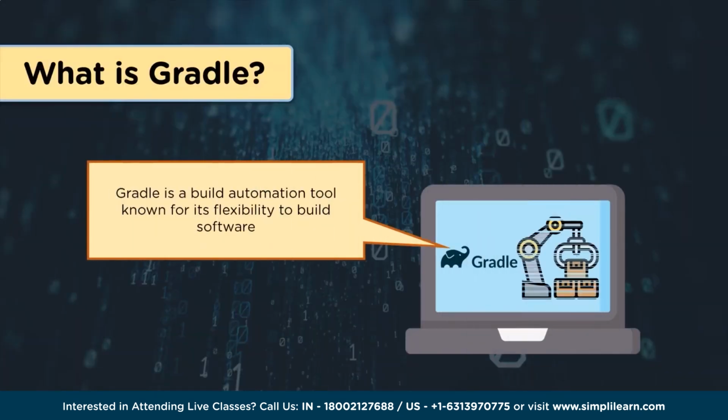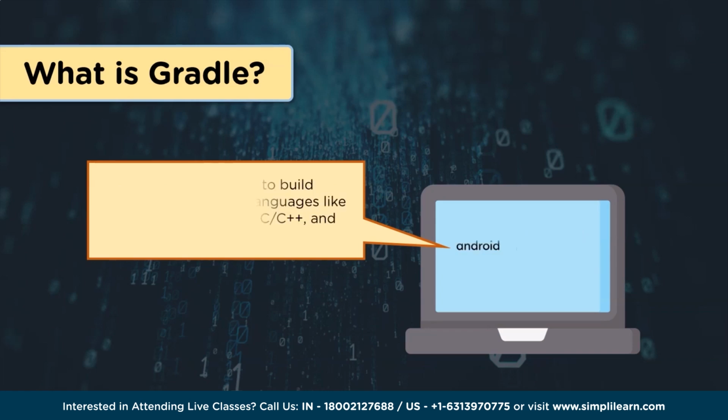Gradle is a build automation tool known for its flexibility to build software. Here, a build automation tool is something that is used to automate the creation of applications. The building process includes compiling, linking, and packaging the code. The process becomes more consistent with the help of build automation tools.